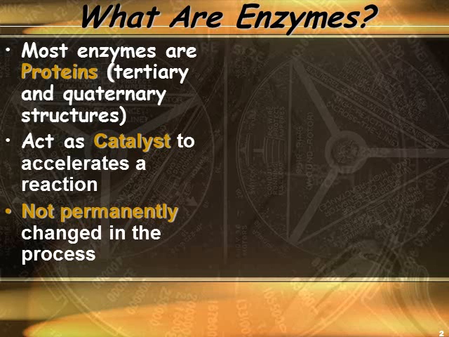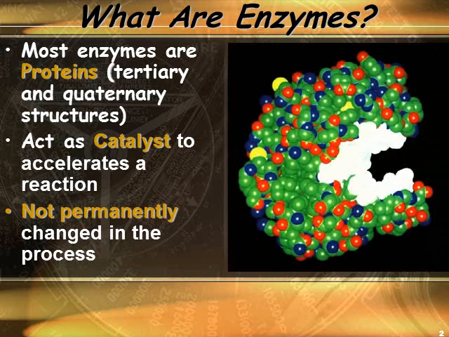These enzymes, the catalysts, are not permanently changed in the process. There is a conformational change, meaning the shape does change, but after the reaction occurs, the enzyme goes back to its original shape, the shape that it must be in order to accept the next substrate into its active site.